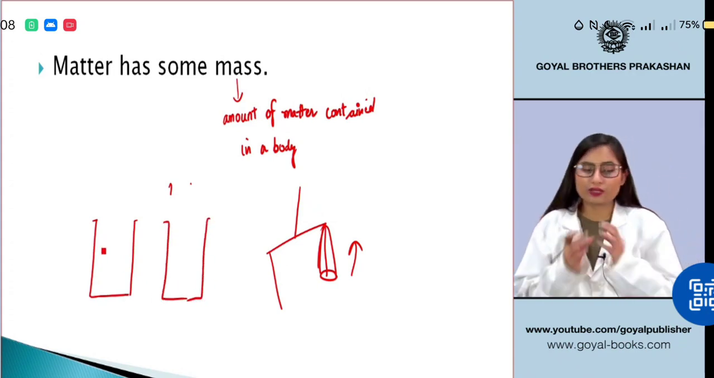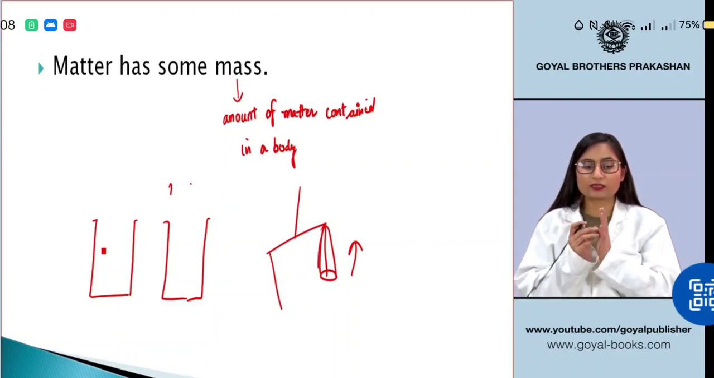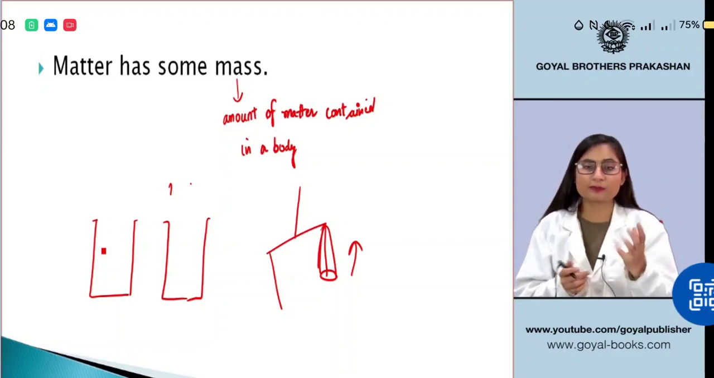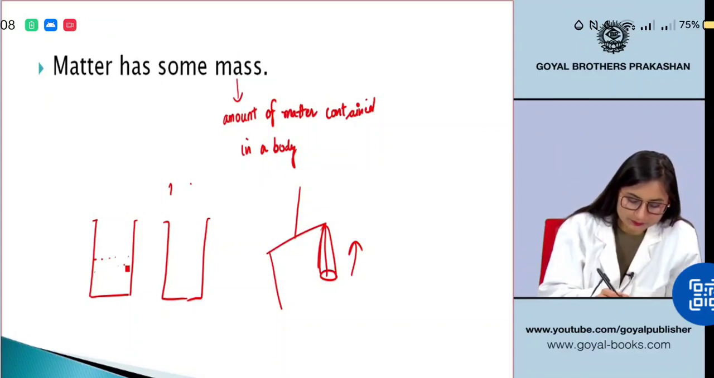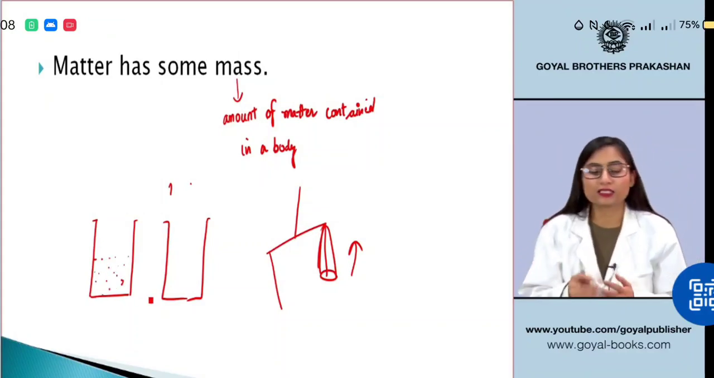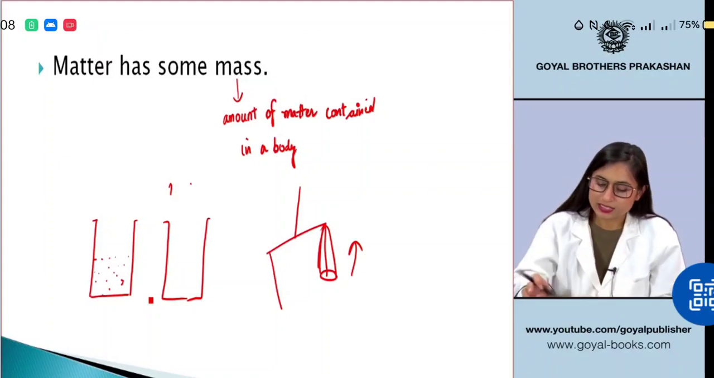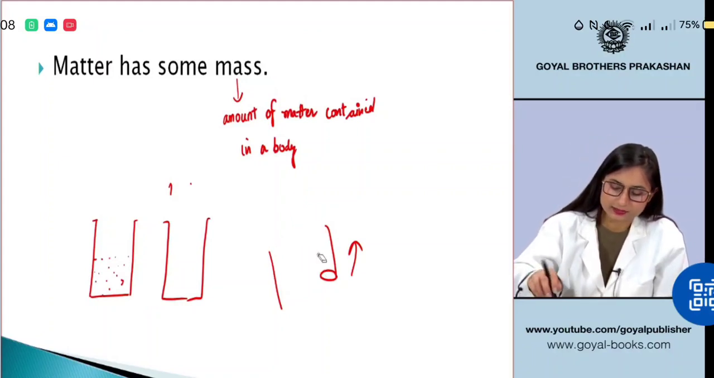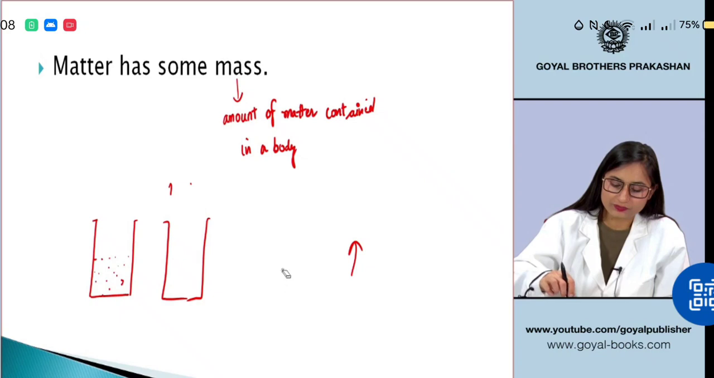Now what? In one of the beakers, you take some liquid. You add water to it. Correct. The other beaker is empty. Now again, you take a physical balance. What do you do after you take the physical balance?